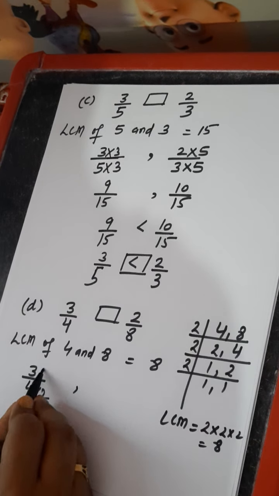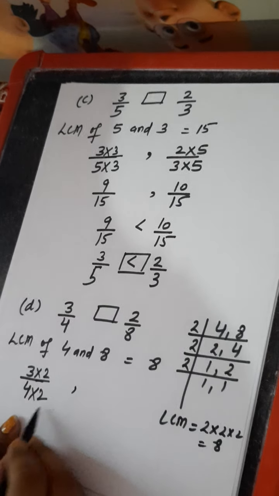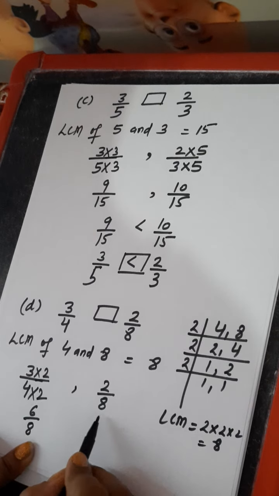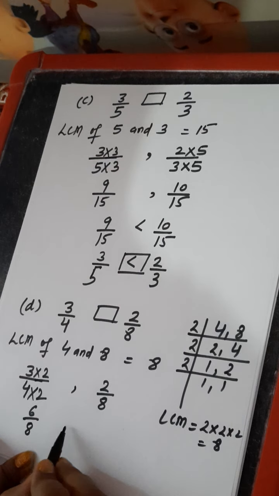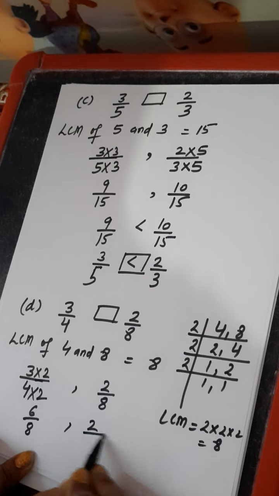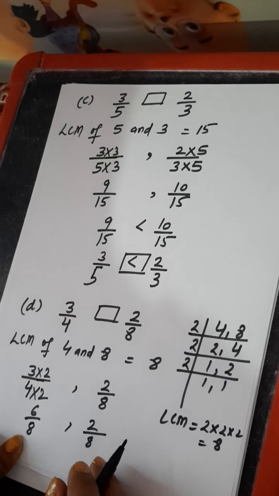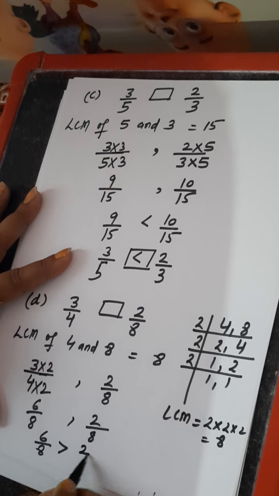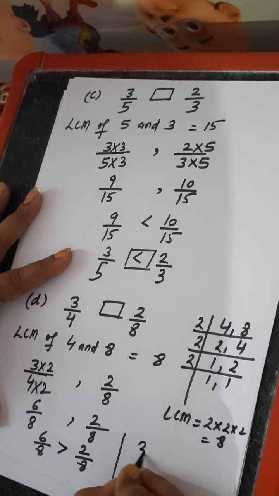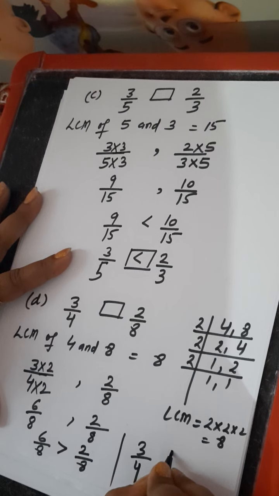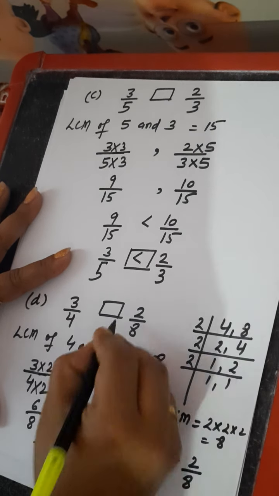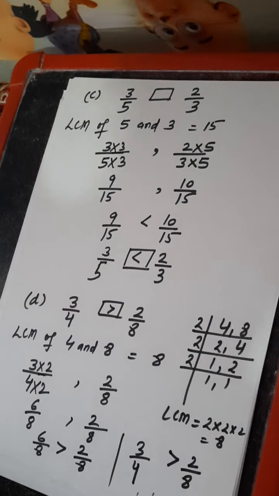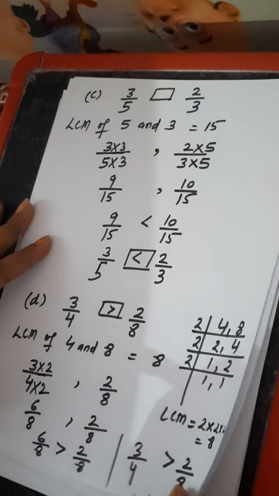4 2s are 8. 3 2s are 6. So I will get 6 upon 8. And here I have 2 upon 8. Now here 8 is in the denominator, so no need to multiply any number. So here I have 6 upon 8, 2 upon 8. And it is clear that 6 upon 8 is greater than 2 upon 8. So we can write 3 upon 4 is greater than 2 upon 8. So this is part D.